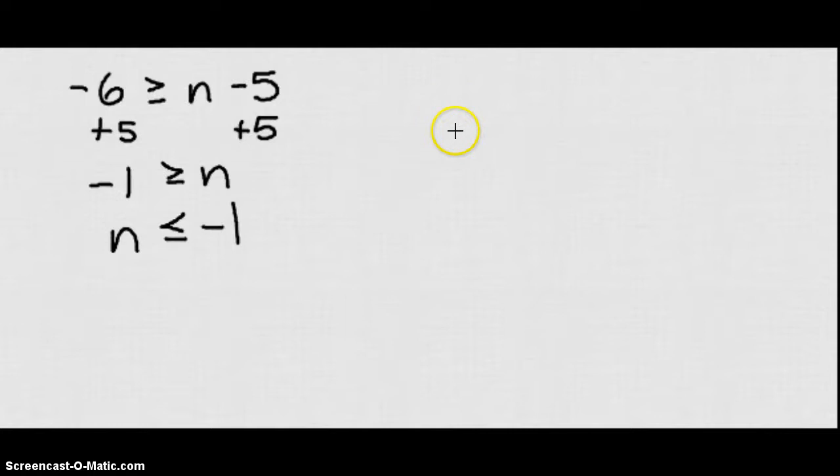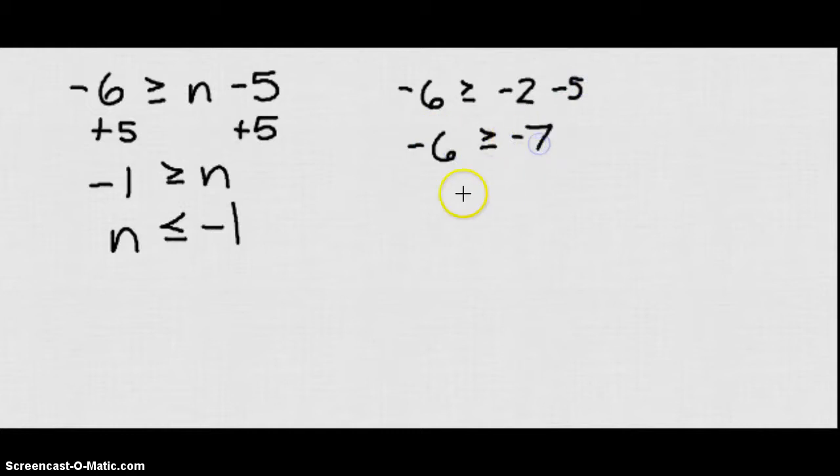So let's just test any number less than or equal to negative 1 in this case. We can try negative 2. So negative 6 is greater than or equal to negative 2 minus 5. Well, is negative 6 greater than or equal to negative 7? Indeed it is. So our solution, n is less than or equal to negative 1, checks out once again.